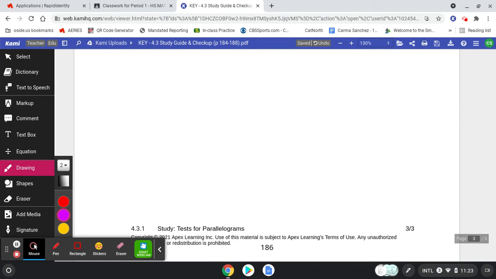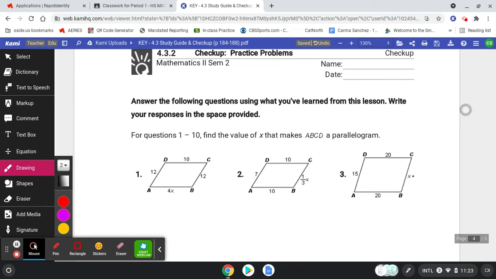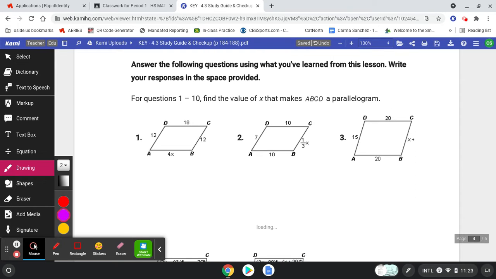And that's the end of our study guide. Actually, because it's so short, I'm just going to go straight into the checkup. So here we go with this next one. Find the value of x that makes these true.